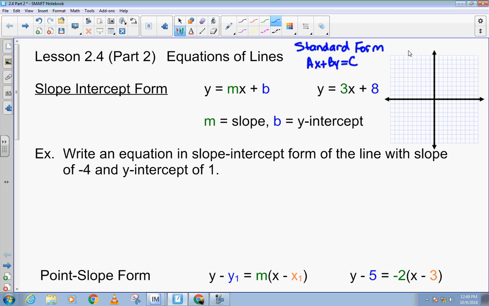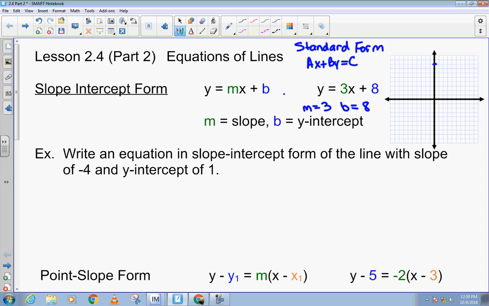Okay. So, if you have the equation y equals 3x plus 8, what's the slope? 3. And what's the y-intercept? 8. Okay, so if you graphed it, you would go from the origin. What do you graph first? Y-intercept. 1, 2, 3, 4, 5, 6, 7, 8.